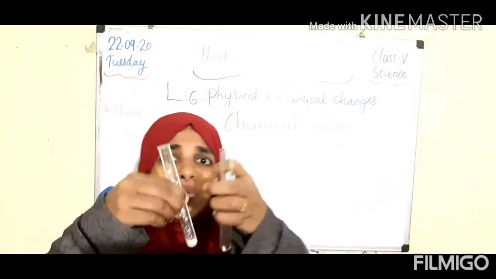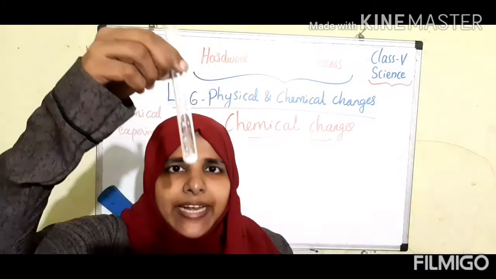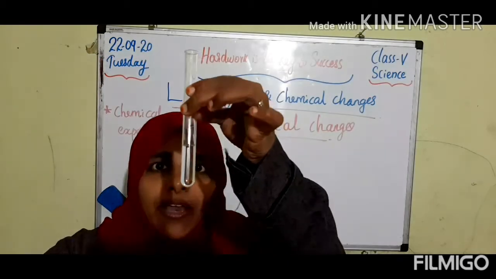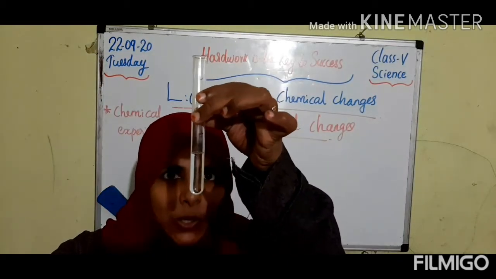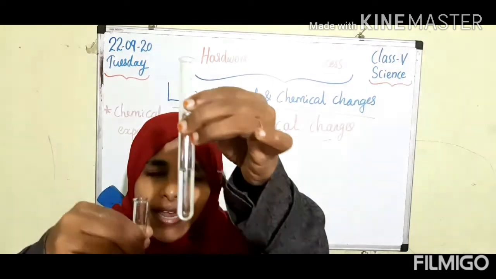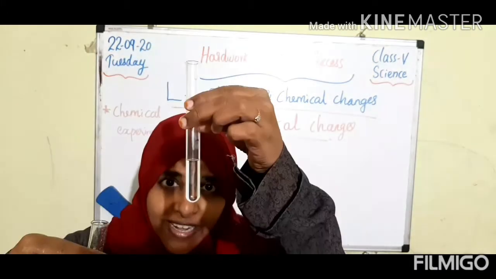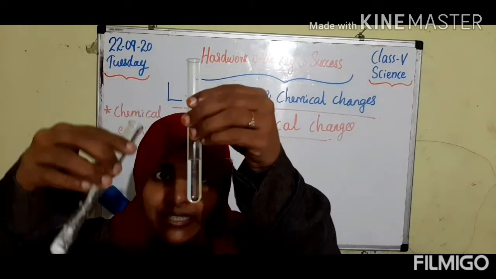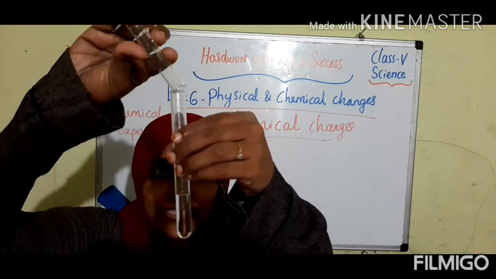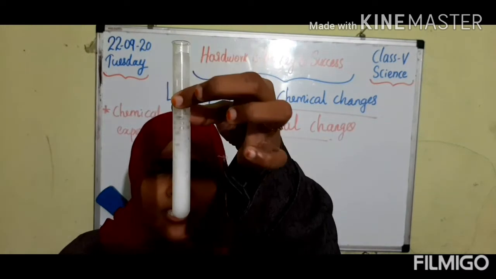I have two test tubes in my hand. In this test tube, I took baking soda. In this test tube, vinegar, acetic acid. So a pinch of baking soda in one test tube and vinegar in another test tube. And when I add this baking soda to this vinegar, what will happen? Everybody look carefully. What will happen, children? What do you observe?